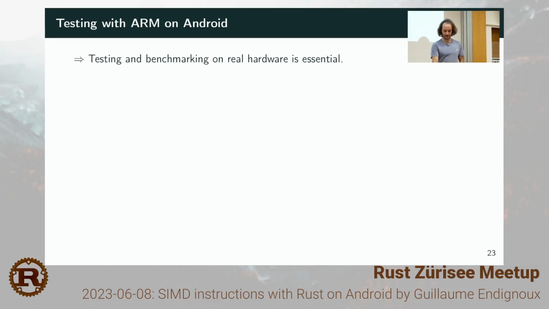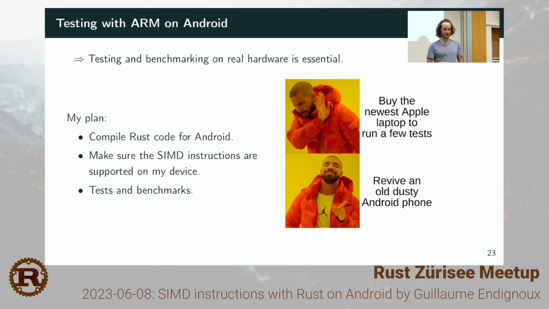Essentially, either I would buy the most recent Apple laptop, which nowadays is based on ARM, or I just had this old, dusty Android phone, my previous model. The screen is broken, everything is broken, except it still works. So it's much cheaper and eco-friendly to do that. So my plan was the following. I wanted to test some SIMD code for ARM. I will compile this code to the Android platform, then make sure that this device actually even supports the SIMD instructions, and then run tests and benchmark.